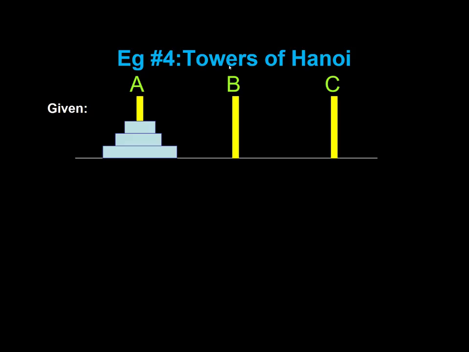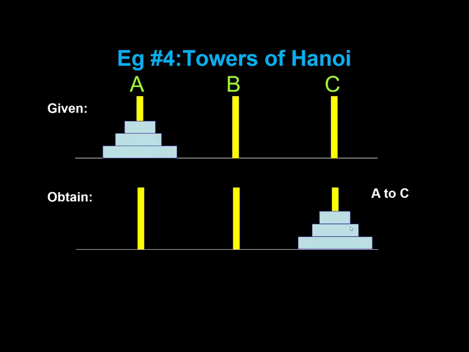Example 4, Towers of Hanoi. This is yet another classical example that can be solved with a recursive algorithm. You're given 3 pegs A, B, C with A containing 3 disks here. It can be n number of disks in general. Here, we just use 3 for illustration. Your job is to move this stack of disks from A to C.